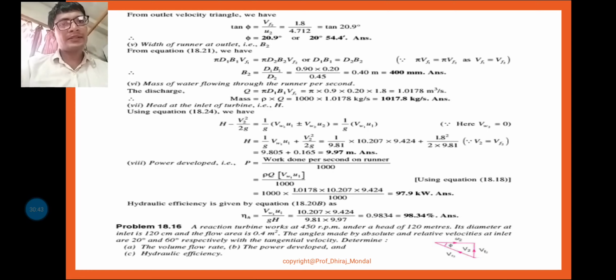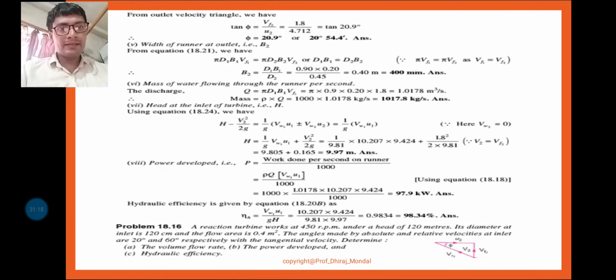So mass flow rate is equal to rho into q. Rho is equal to 1000 for water, 1000 kg per meter cube, and discharge is equal to 1.0178 meter cube per second. So after putting all the values, what we have got, 1017.8 kg per second is the correct answer. That is the mass flow rate. Okay. So ultimately what we have got, mass flow rate is equal to 1017.8 kg per second.